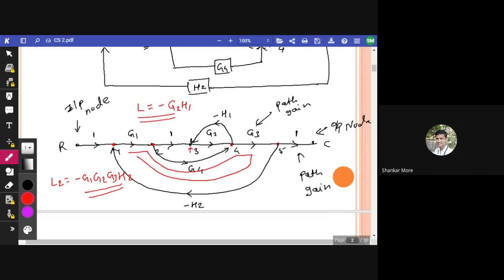Now the third thing we need to find out is non-touching loops. So what is non-touching loops? Non-touching loops are the loops which do not share any node.